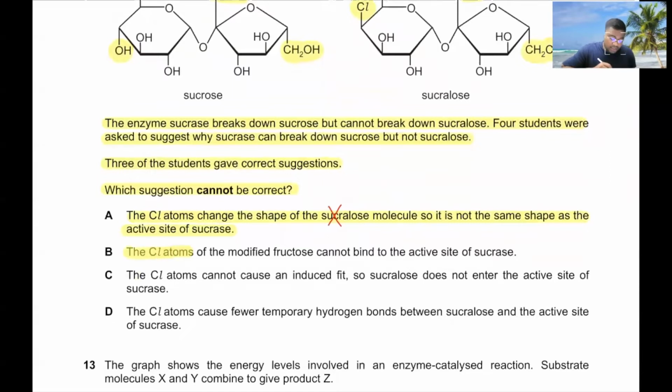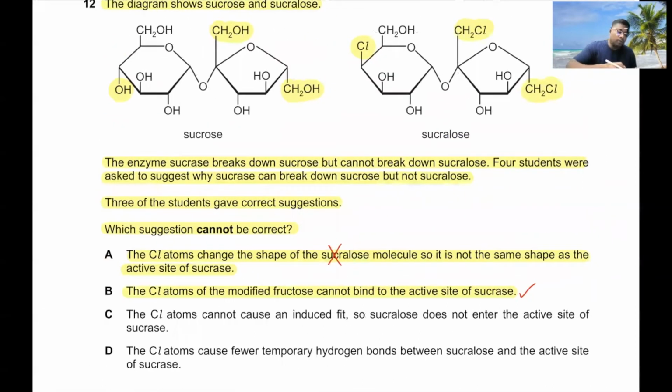The chlorine atom of the modified fructose cannot bind to the active site of the sucrase. Yes, this is correct because they cannot form those bonds that are needed. The OH group will be able to form hydrogen bonds, but chlorine will not be able to form hydrogen bonds. The chlorine atom cannot cause an induced fit, so sucralose does not enter the active site of sucrase.